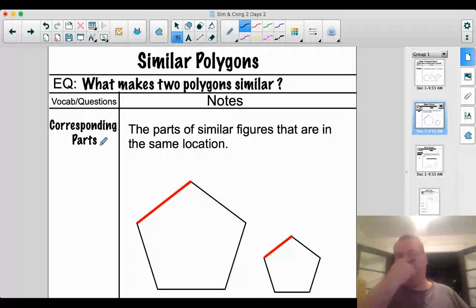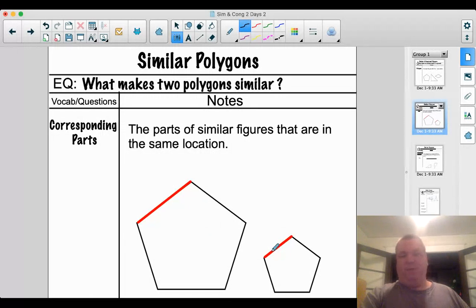Corresponding parts. Let's talk about corresponding parts. When we have two polygons, here I have two pentagons. They're the same shape, but they're different sizes. Whenever you have two shapes like this, the corresponding parts are the ones that, if you were to make them the same size and overlap them, would line up. So they're in the same location on the figure, right? These are both oriented the same way, and this upper left side is shaded here. This upper left side is shaded here.